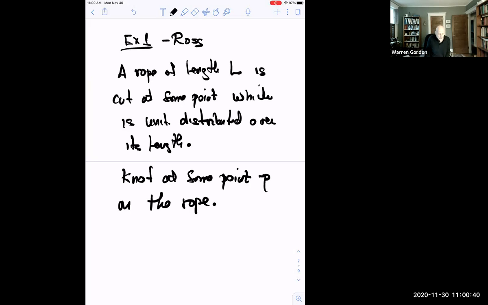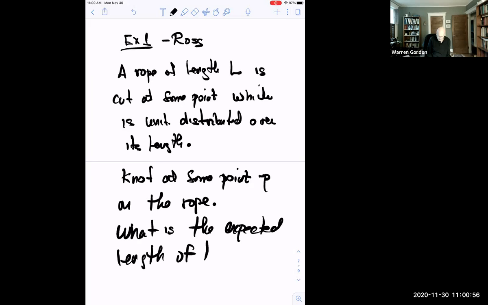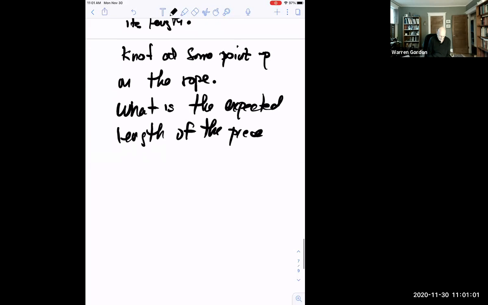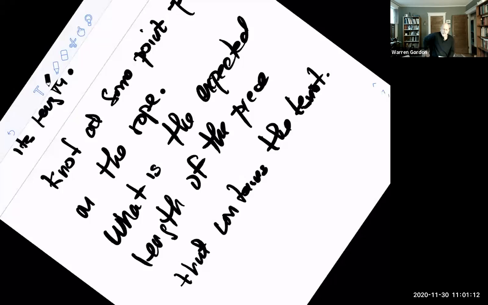So now the question is, what is the expected length of the piece that contains the knot? So at first, this looks like it's a hard problem, but it's really very simple.